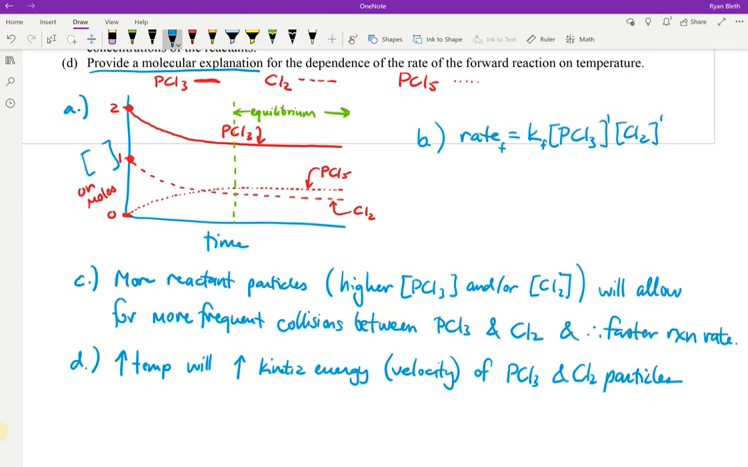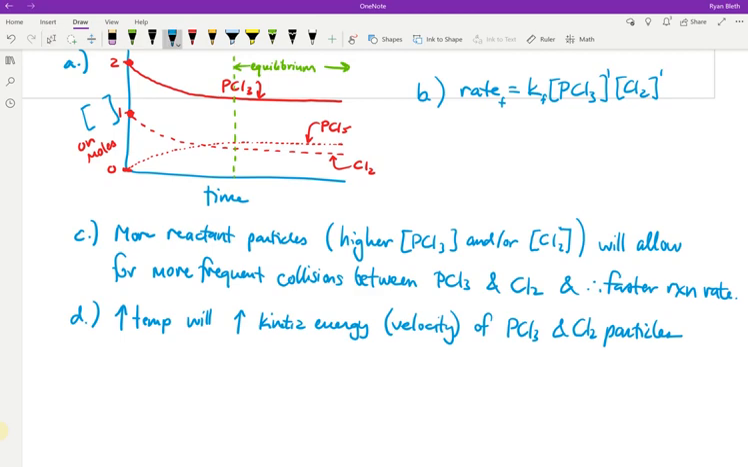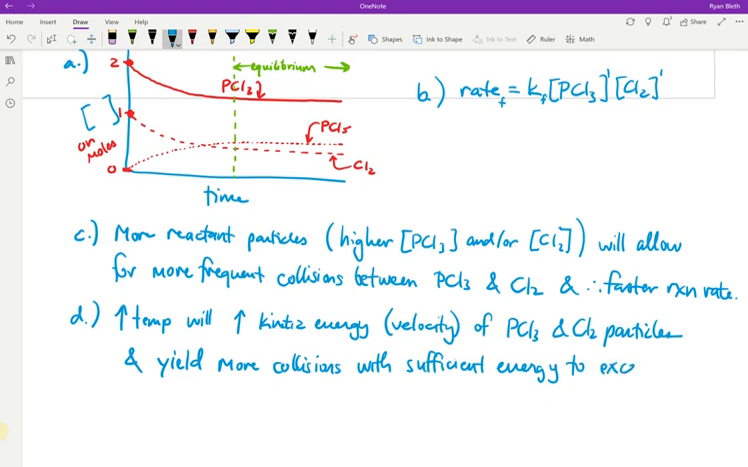Right? That's what kinetic energy is, velocity. It's based on velocity of the particles. And temperature is average kinetic energy. So raising temperature raises kinetic energy, which we would sort of think about as velocity. And yield, or bring about, or cause, whatever verb you like, more collisions. And here's the key, with sufficient energy to exceed the activation energy barrier.